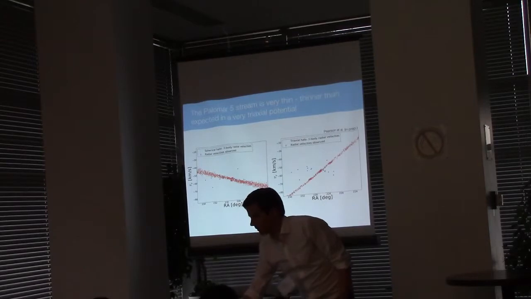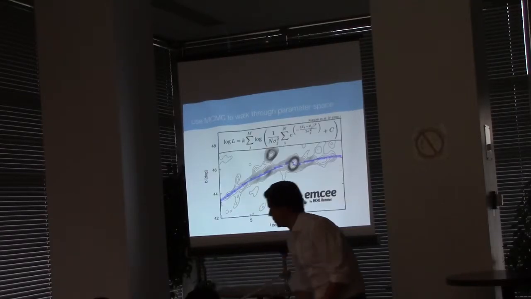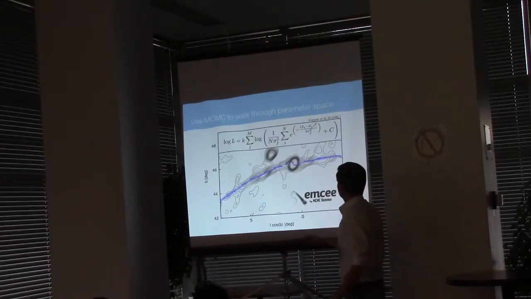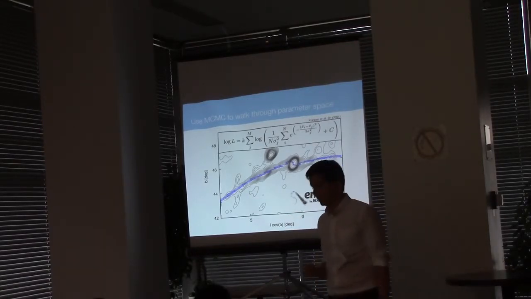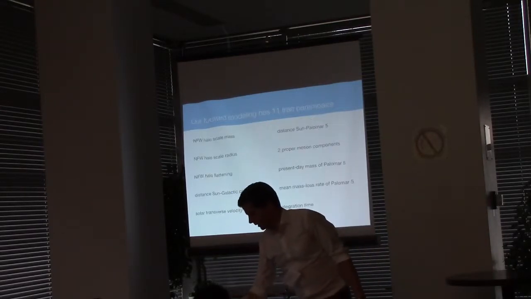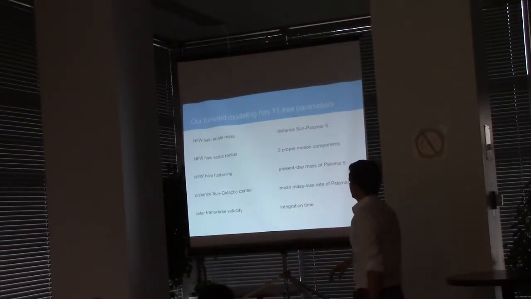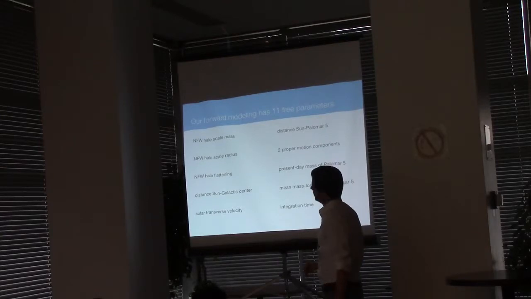So you can kind of just rule out this triaxial halo configuration for the one that Majesty suggested. But we can go further. We can put this machinery into MCMC from Daniel Foreman-Mackey at NYU and increase the parameters. So we can just leave all parameters free.